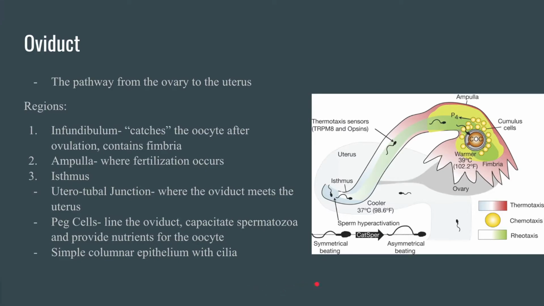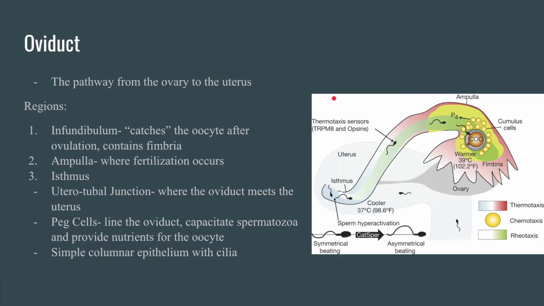The first region of the oviduct is the infundibulum, which can be found here in this picture. It catches the oocyte after ovulation with its fimbria, which are finger-like projections. Then you move on to the ampulla, which is the region where fertilization occurs, and the isthmus, which contains the uterotubal junction, which is where the oviduct meets the uterus.